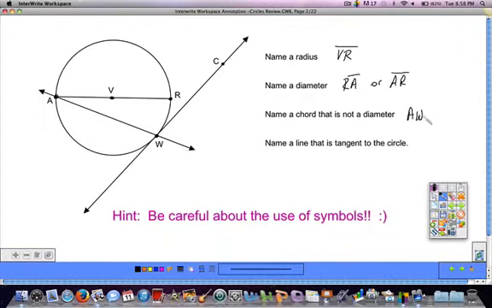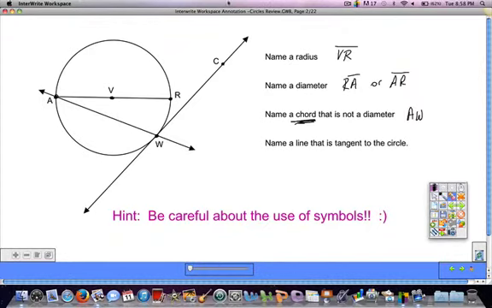Now here's a question. Is this okay? It's a line. It's true that AW is a line. However, a chord is a segment. It's not a line. Okay, it's a line segment.